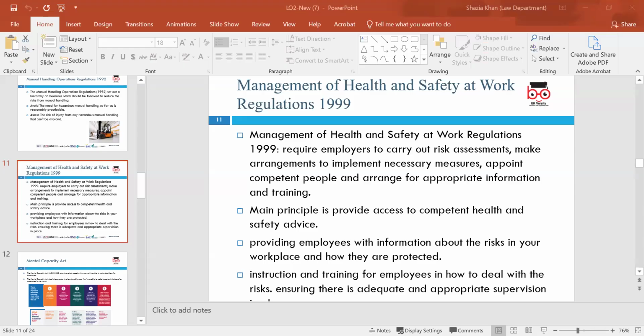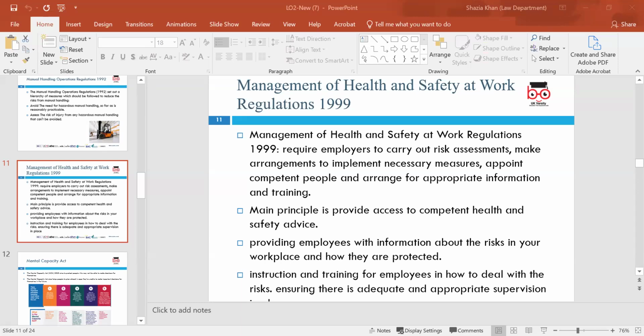Because if anything happens, why is it important to have records in place? Why do you think it's so important to have records in place if anything happens? For reference. Yeah. And it protects you too. Yes. Protects you as an organization as well, doesn't it?